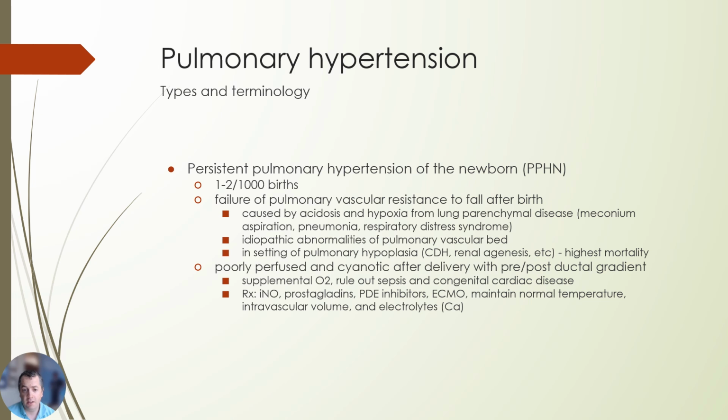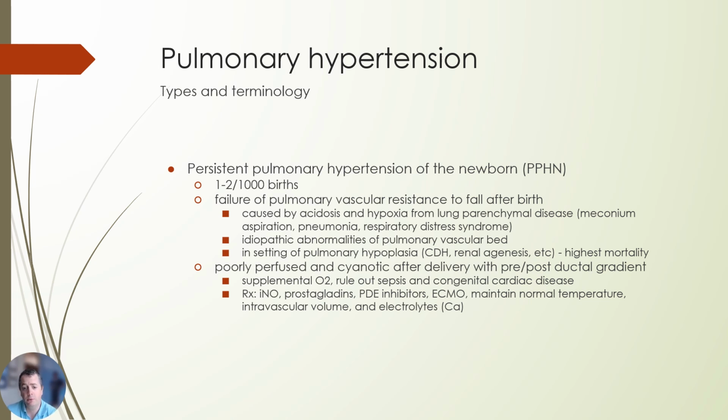The first type we're going to talk about is persistent pulmonary hypertension of the newborn, or PPHN. This occurs in 1 to 2 of every 1,000 births. It's a failure of the pulmonary vascular resistance to fall after birth, and this can be caused by a number of things: acidosis or hypoxia from lung parenchymal disease, such as meconium aspiration, pneumonia, or respiratory distress syndrome. There can be idiopathic abnormalities of the pulmonary vascular bed, or it can occur in the setting of pulmonary hypoplasia, such as in CDH or renal agenesis, and those carry the highest mortality.